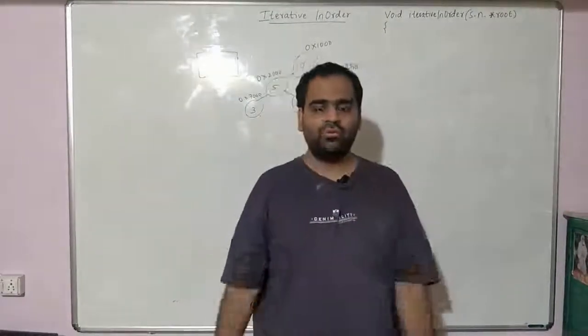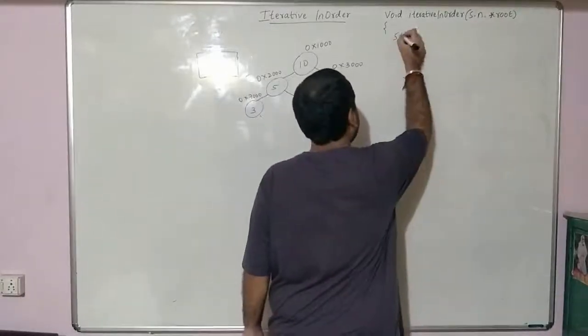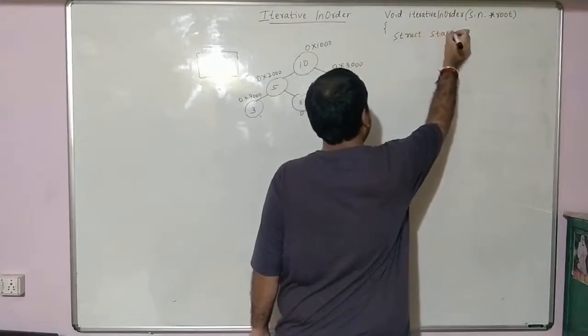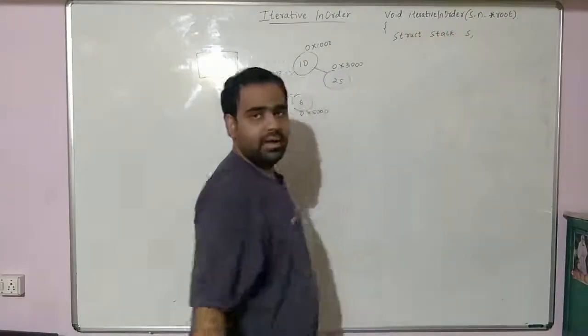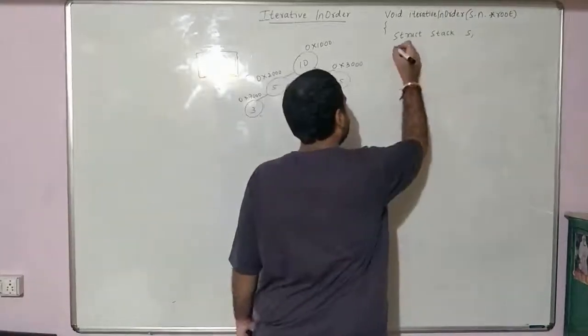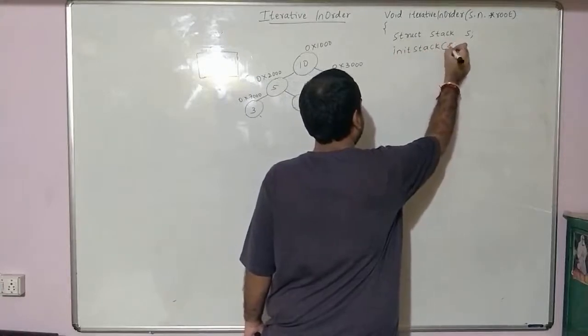Let us write the code for iterative in order. What is the first step of the algorithm? Create an empty stack. Therefore, we say struct stack s, and the stack will be created, but it is not empty. You have to initialize the stack. Hence we say init stack of ampersand s.